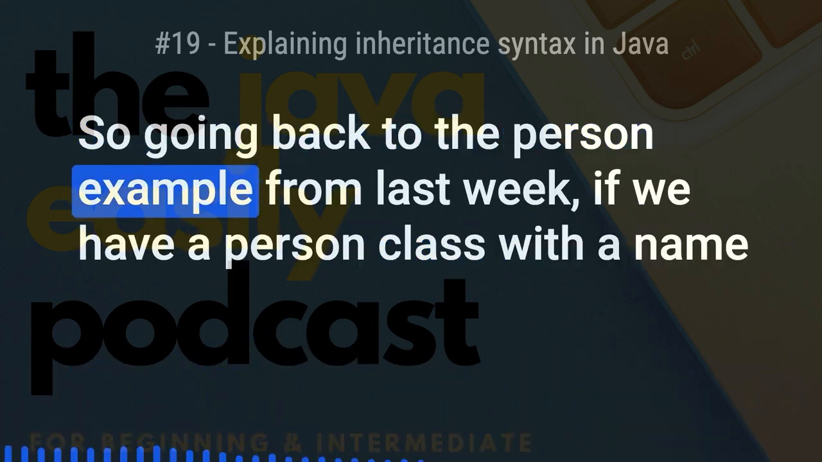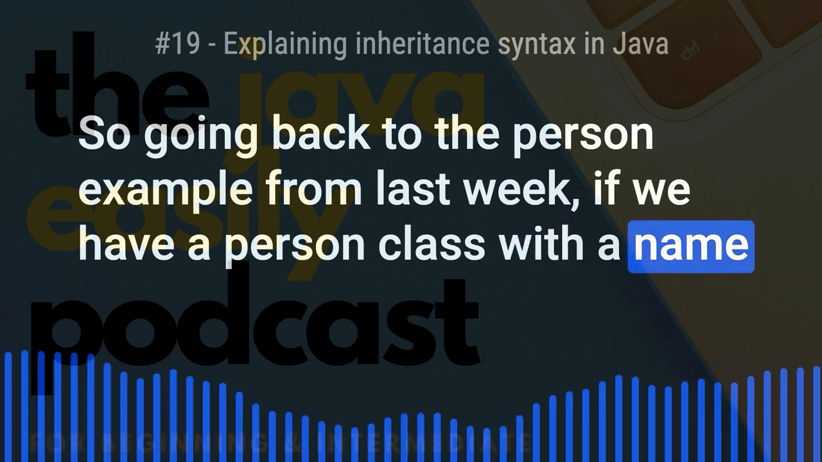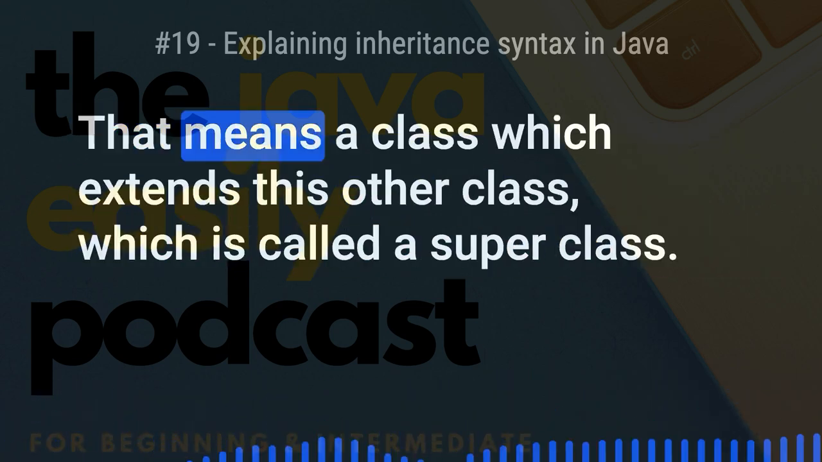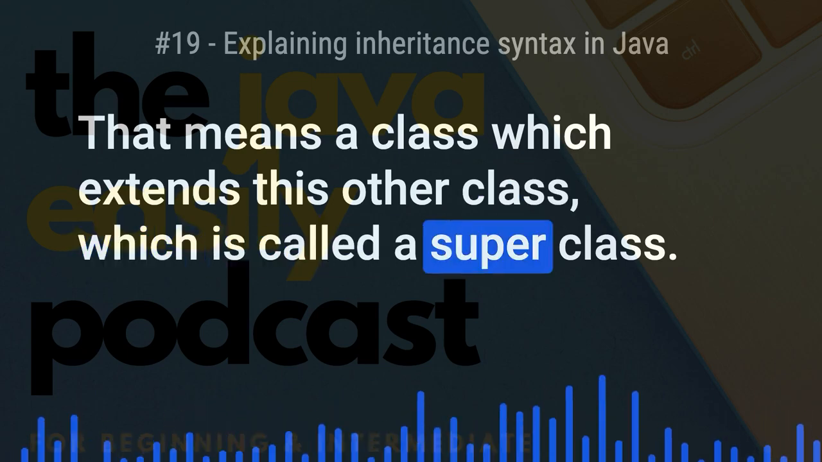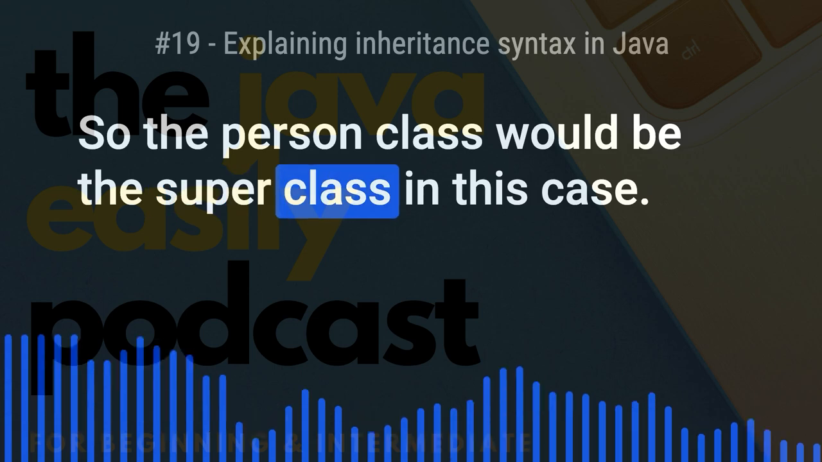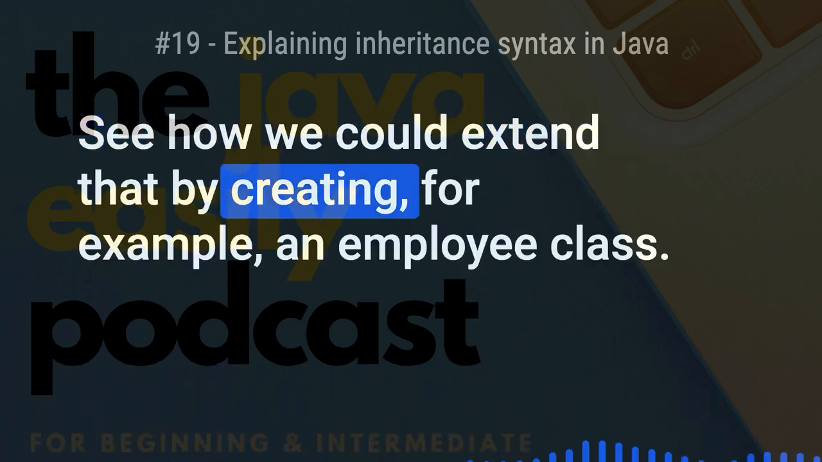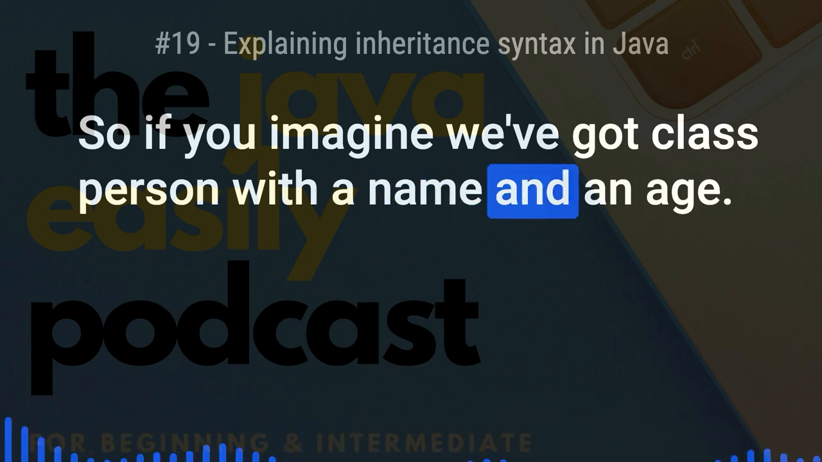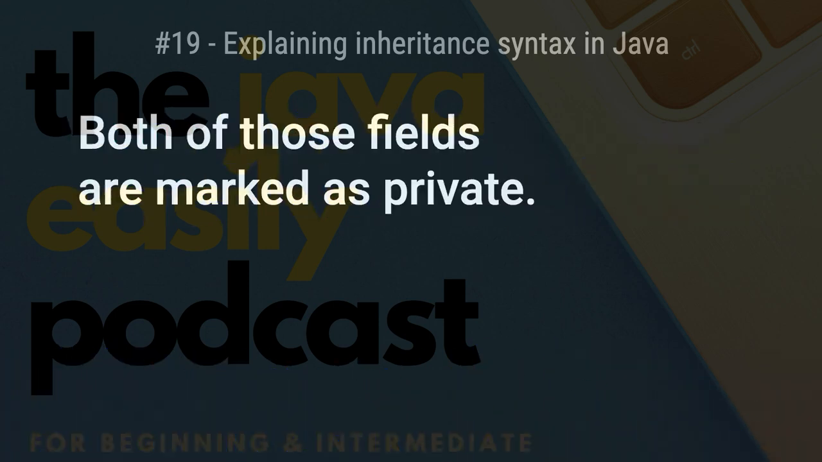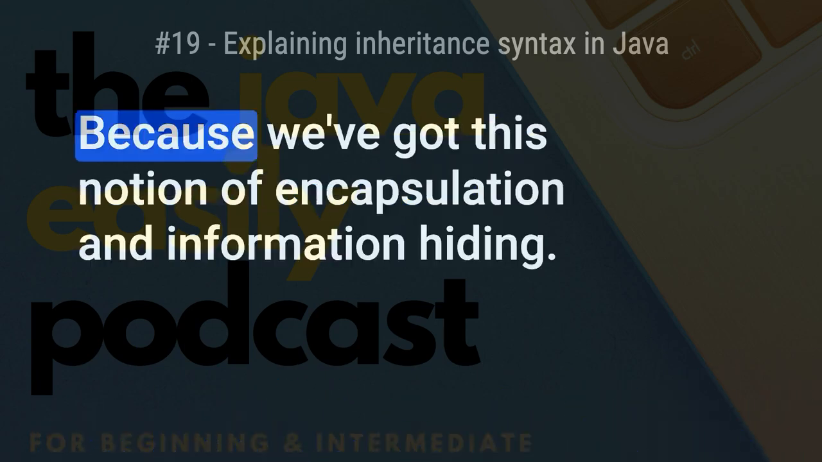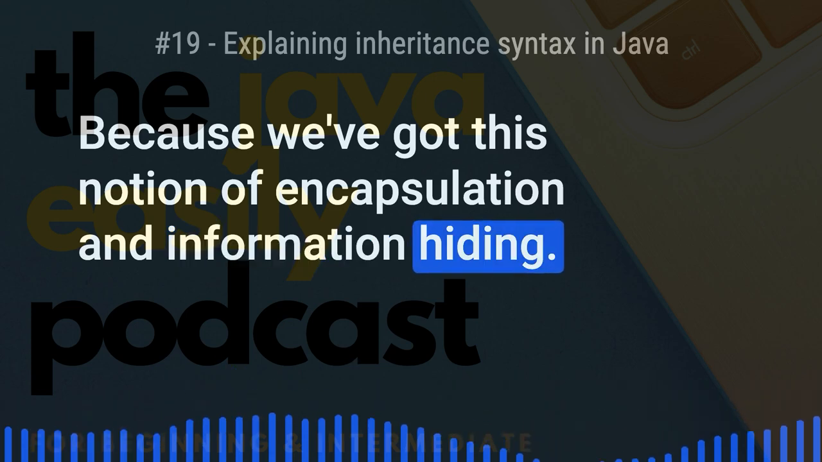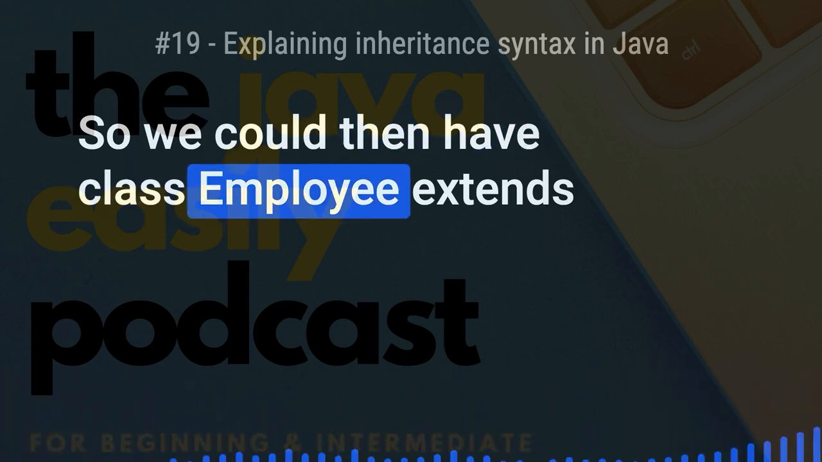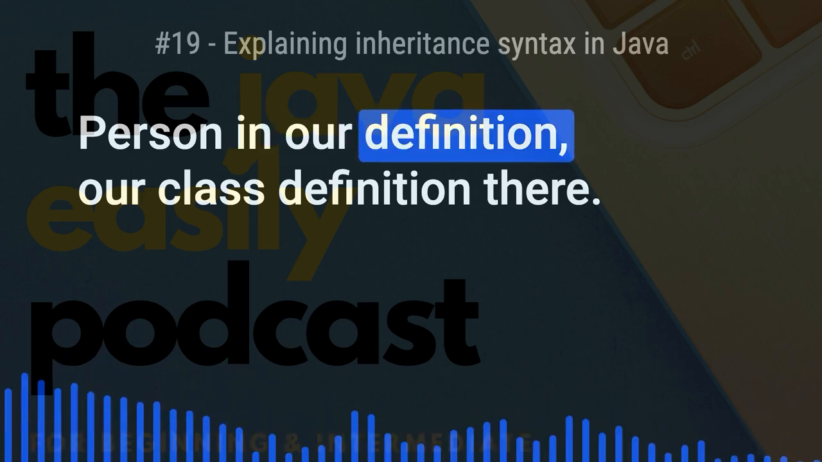Going back to the person example from last week, if we have a person class with a name and an age, we could extend that class by creating a subclass. That means a class which extends this other class, which is called a superclass. So the person class would be the superclass in this case. We could extend that by creating, for example, an employee class. Imagine we've got class person with a name and an age. The age is an int, the name is a string. Both of those fields are marked as private because we've got this notion of encapsulation and information hiding. We could then extend this person class by creating an employee class, so we could have class employee extends person in our class definition.